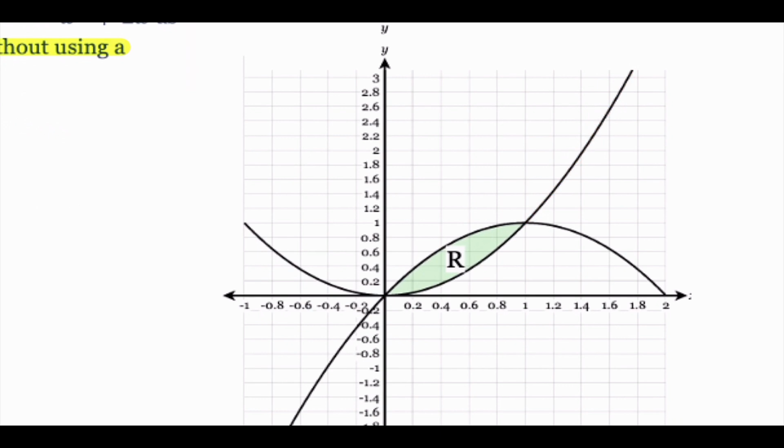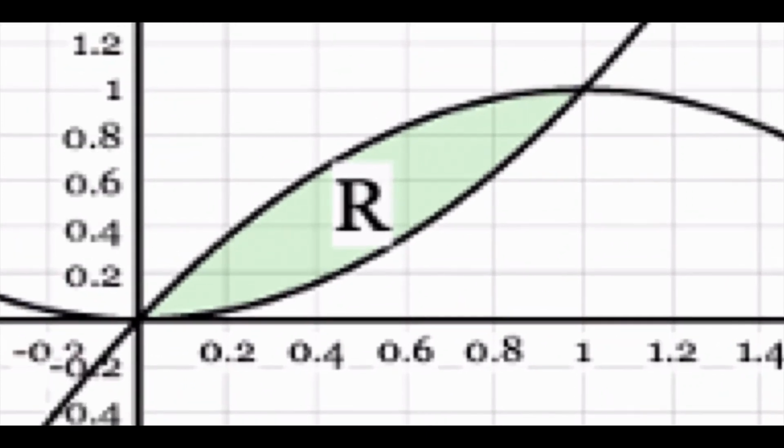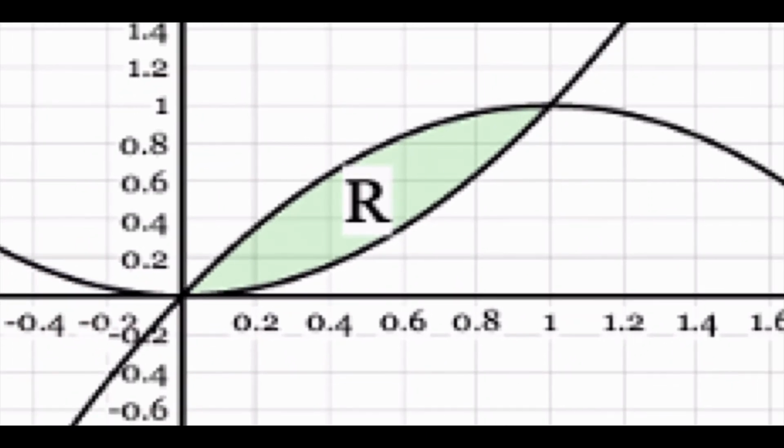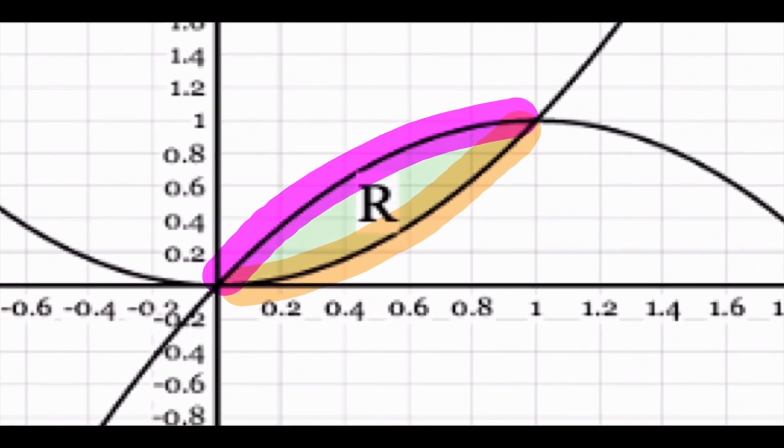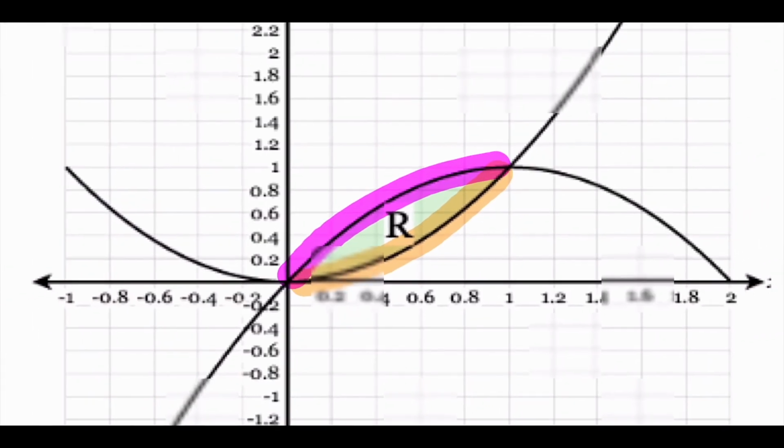But what is the only piece of this graph that we care about? R. That's all I care about is R. It's not asking me about anything else other than R. So what I usually do is I shade them. I'm going to shade the top curve and shade the bottom curve a different color. So the pink is the top curve. The orange is the bottom curve.